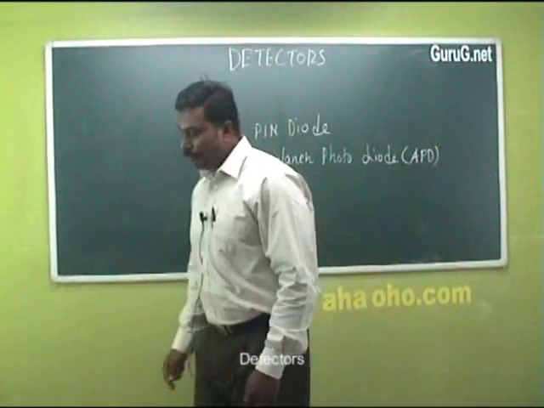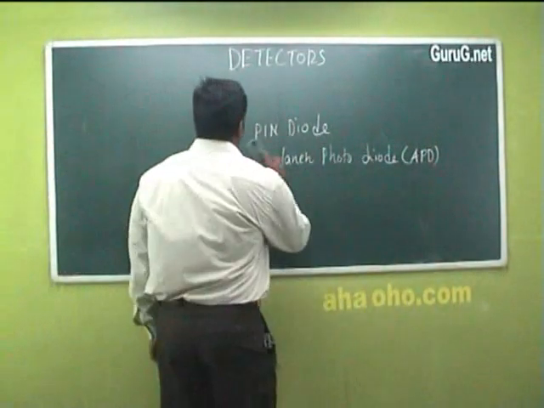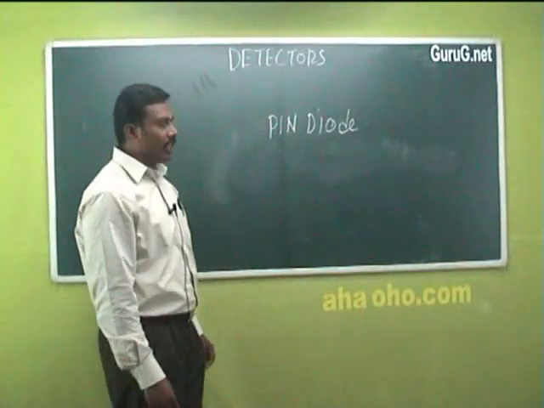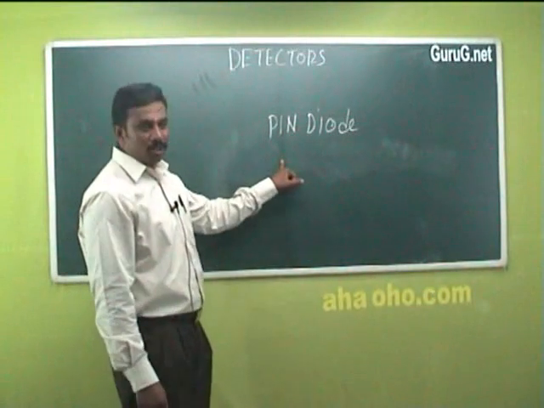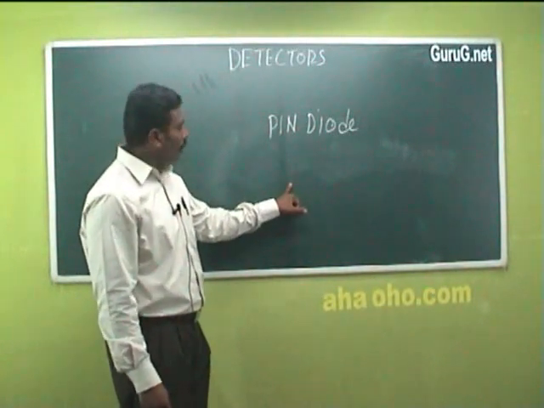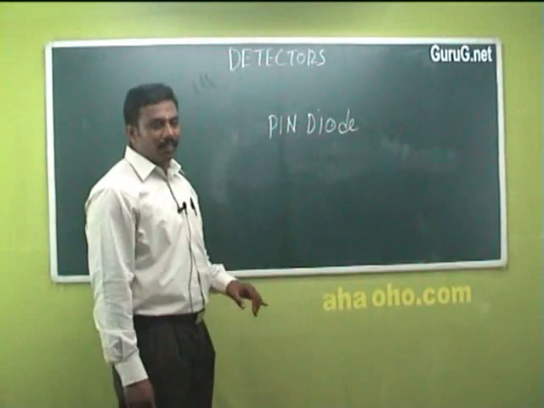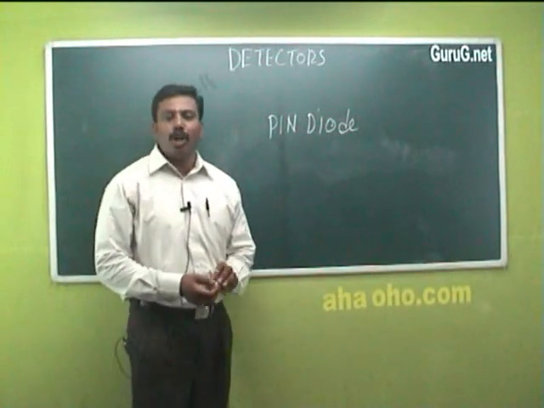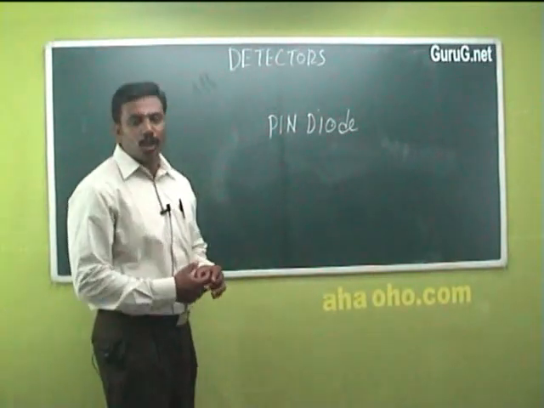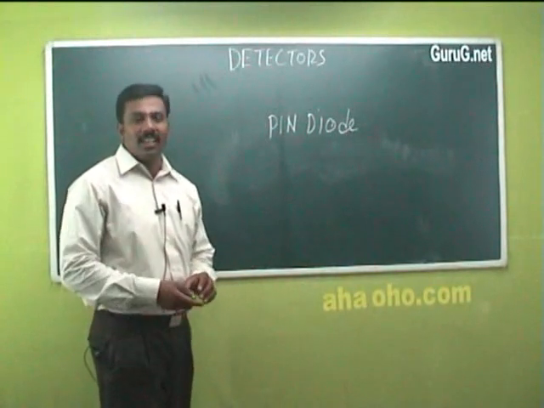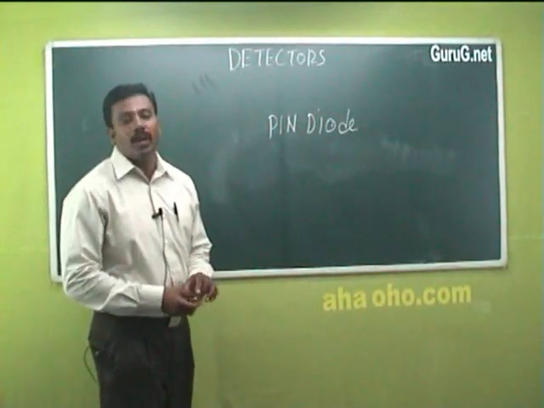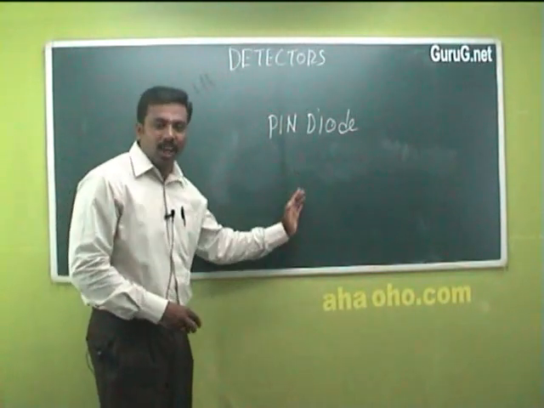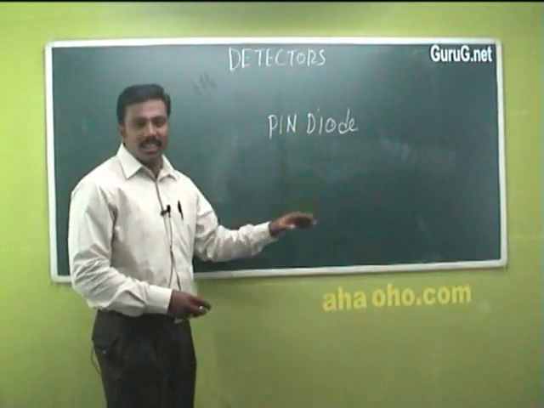Let us see how the PIN diode is used as a detector. A PIN diode is a PN junction diode which operates under reverse bias condition. It consists of three regions: a positive region, an intrinsic or neutral region, and a negative region. When light energy falls on the neutral region, an electron hole pair is created. This electron hole pair is accelerated by an external electric field, giving rise to electrical energy. So the photon energy, or light energy, is directly converted into electrical energy.